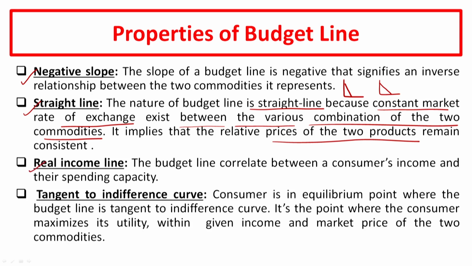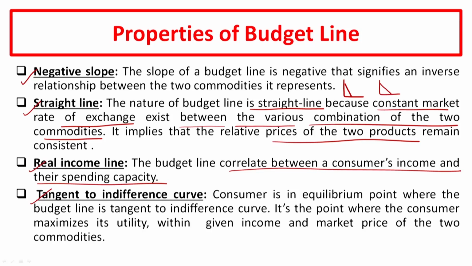Next, real income line. Real income line means the consumer can spend only that much what he has. The consumer cannot spend more than he or she has. And that is why the budget line correlates between consumer income and their spending capacity. You cannot spend more than you have. And if you are going to spend less than what you have, then you are unable to maximize your satisfaction.